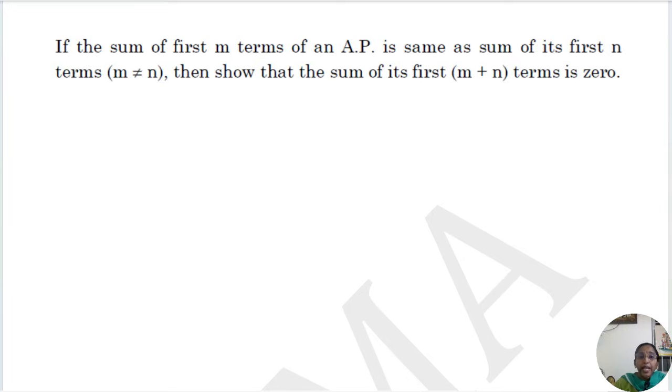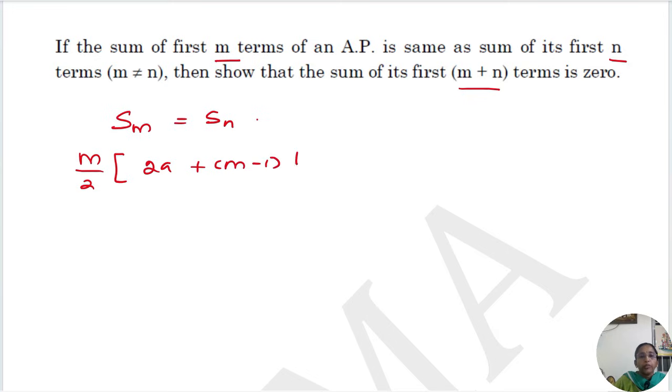If the sum of first m terms of an AP is the same as the sum of its first n terms, but here m is not equal to n, show that the sum of its first m plus n terms is equal to 0. So according to our condition, Sm is equal to Sn. Now write your formula: m by 2 into (2a plus (m minus 1) into d), and similarly n by 2 into (2a plus (n minus 1) into d).